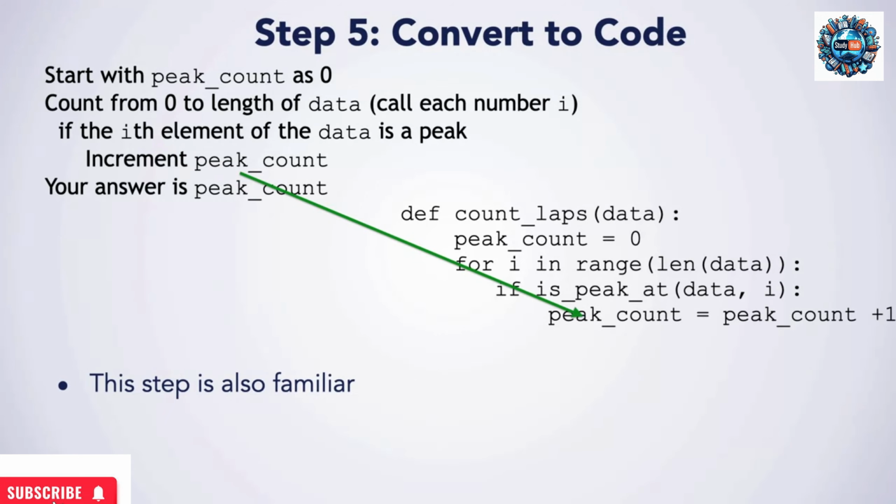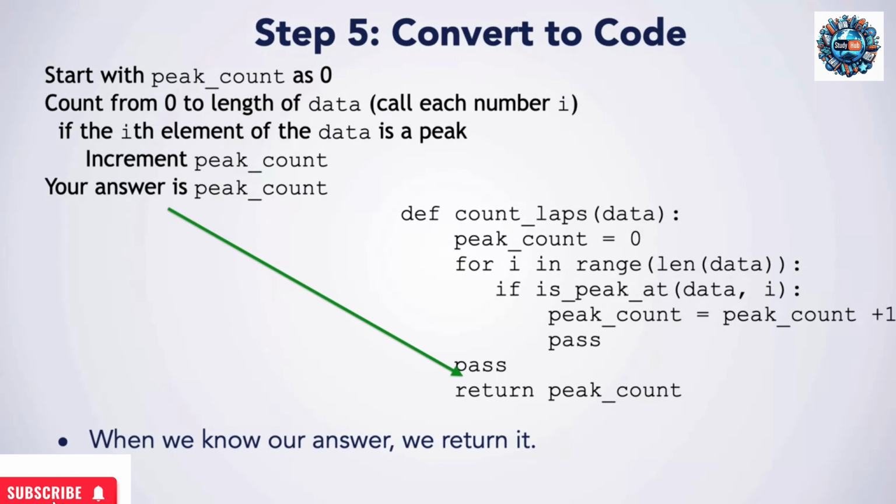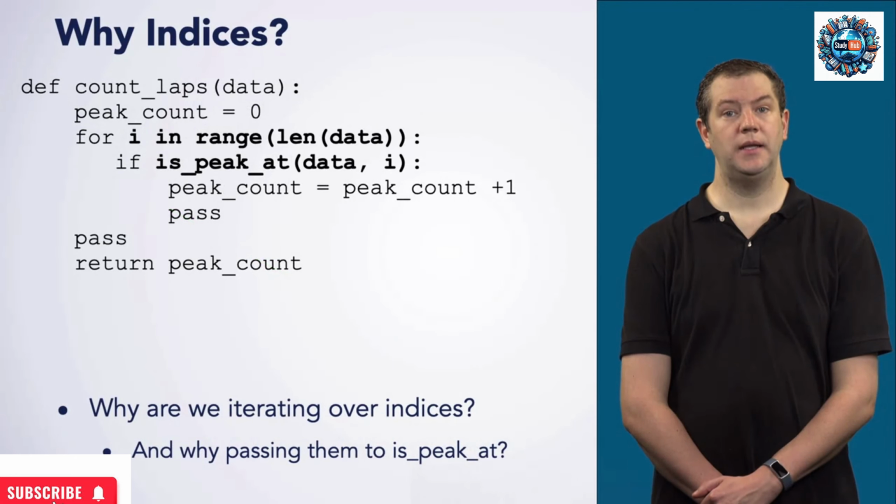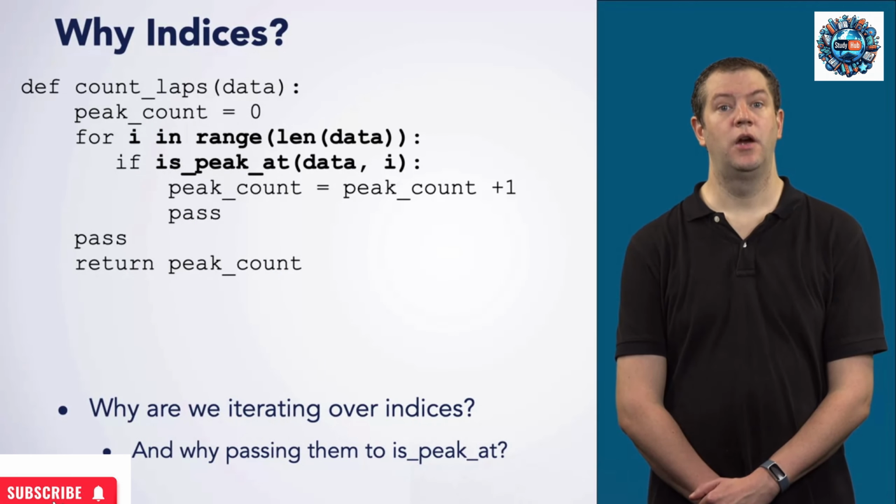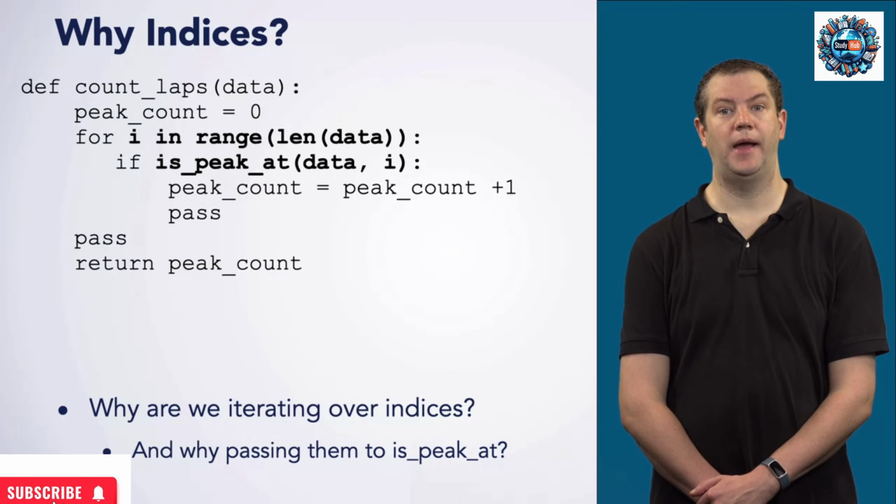The next step in our algorithm is to increment peak count. We can translate this step to peak count equals peak count plus 1. After our loop, we need to return our answer. Now we are done translating this algorithm to Python, but let us take a moment to talk about why I used a loop over the indices rather than just iterating over each element of the data, and why I passed the data and index to isPeakAt.